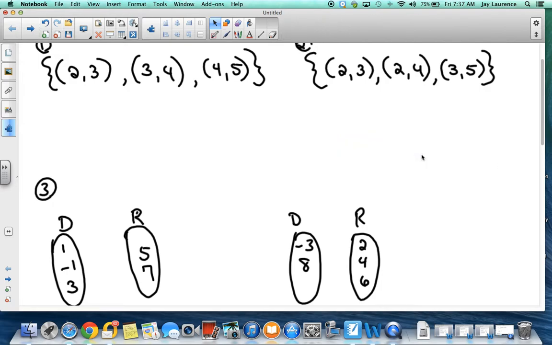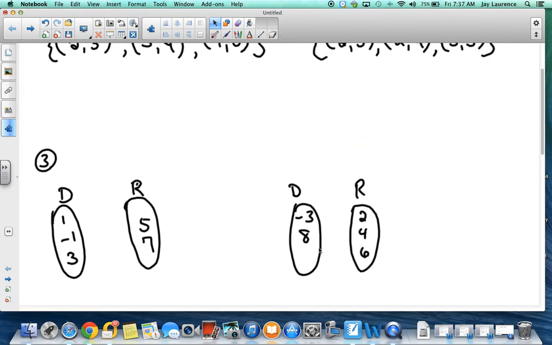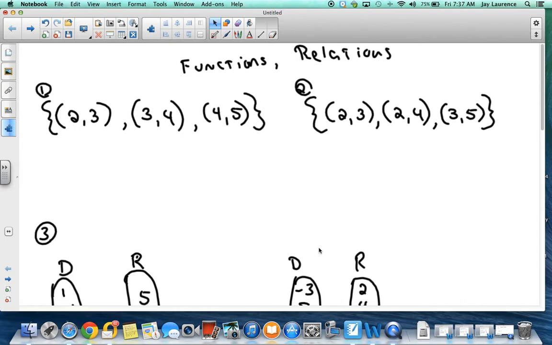Algebra students, Mr. Lawrence here, and we're going to do a real quick video on domain and range and functions and relations and mapping. Now, before we can talk about if it's a function or relation, we have to be able to find the domain and the range. Remember, domain are your x values, right?